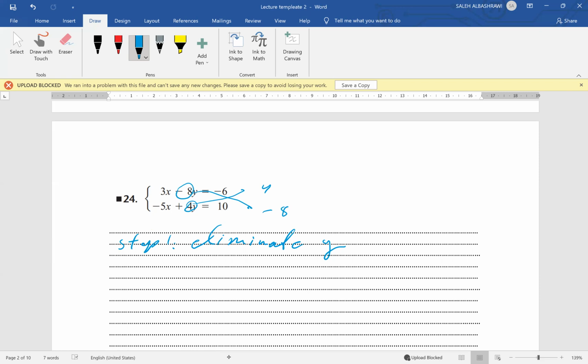So multiply the first equation by the second coefficient, and the second equation by the first coefficient, that will be minus 8. This will give me, multiplied by 4, 12x minus 32y equal to minus 24. For the second equation, multiplied by minus 8, minus 8 times minus 5 is equal to 40x, minus 32y equal to 10.